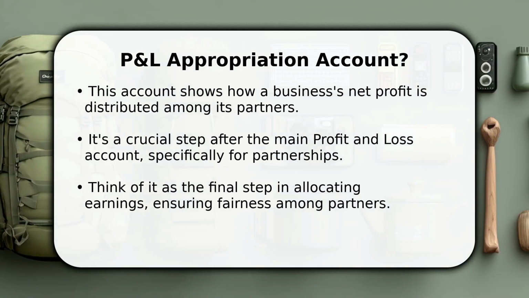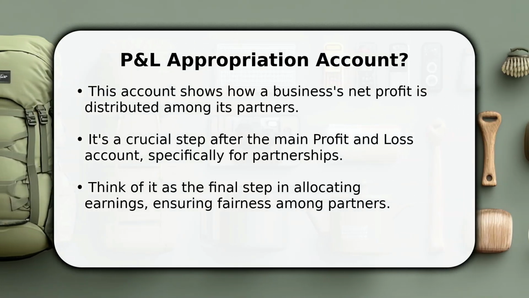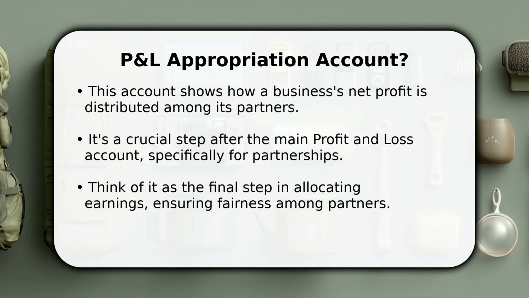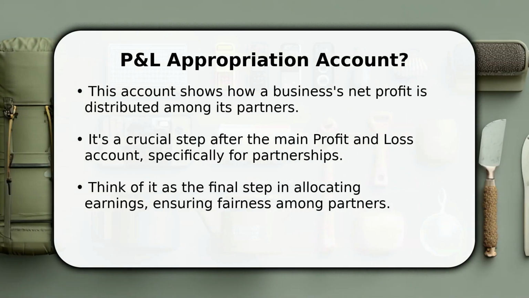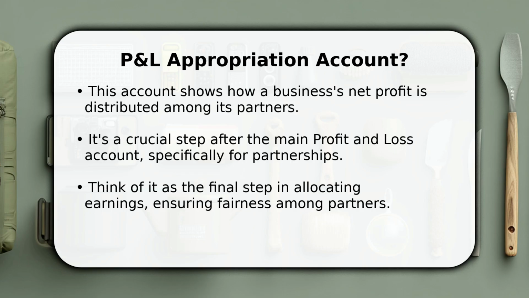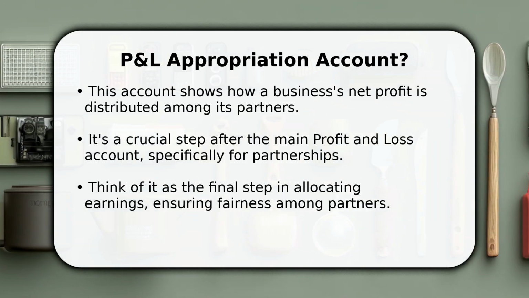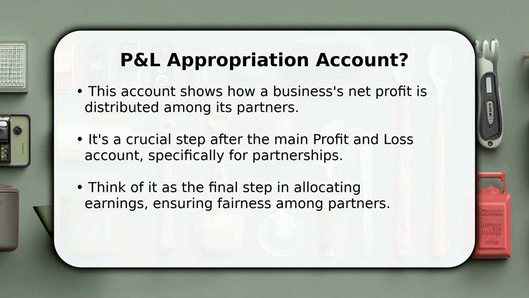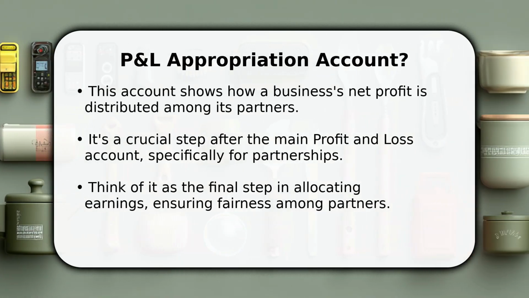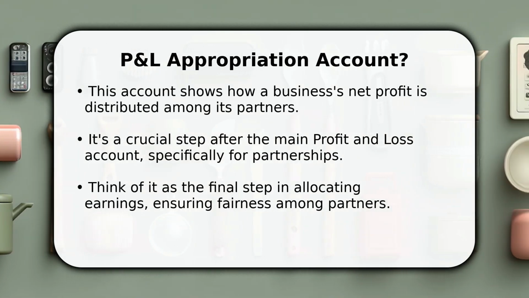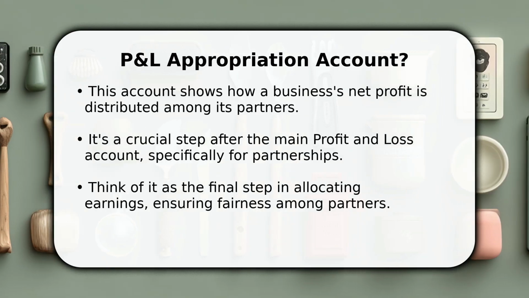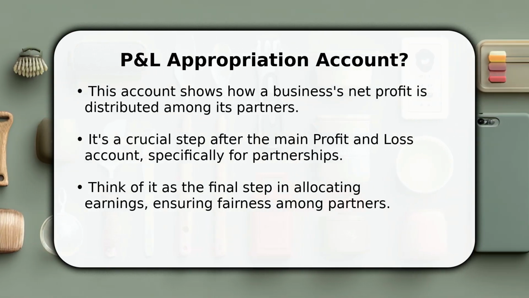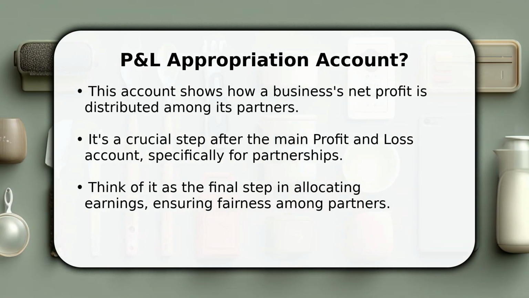Ever wondered how businesses, especially partnerships, share their hard-earned profits? Well, that's exactly what a profit and loss appropriation account helps us understand. It's a special statement prepared after the main P&L, specifically to show how net profit is distributed or appropriated among the partners. It's a really important step in the financial reporting process for many businesses.